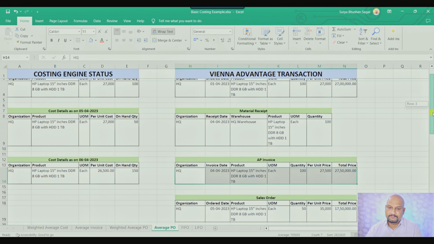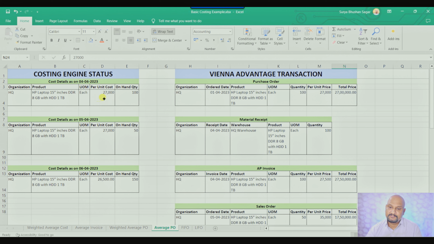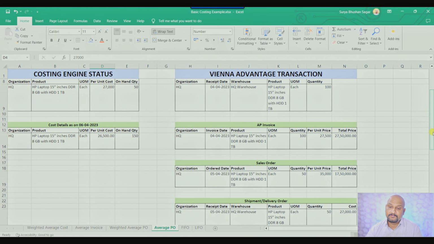And later on I did my sales, considering my margin. My sale price for the customer is 35,000 and I have a sales order of 50 quantities. So on 5th of April I'm doing the delivery for the 50 quantities. Since my cost is 27,000, my COGS would be entered with 27,000 multiplied by 50 as debited, and the same value would get credited to the inventory account.